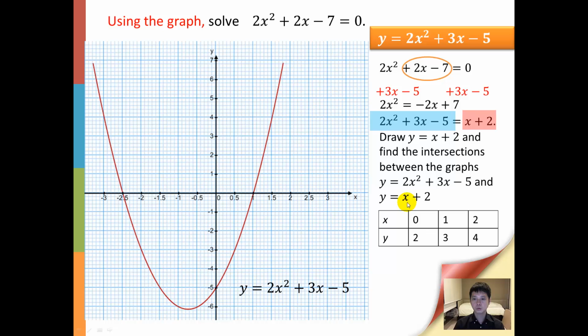When x is 0, y is 2. When x is 1, y is 3. When x is 2, y is 4. And hence we can draw a straight line like this.